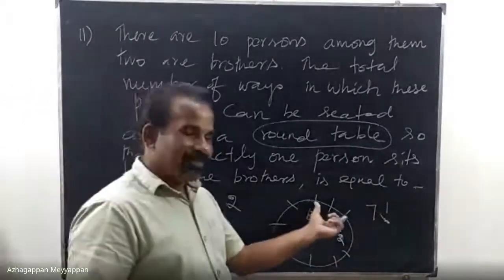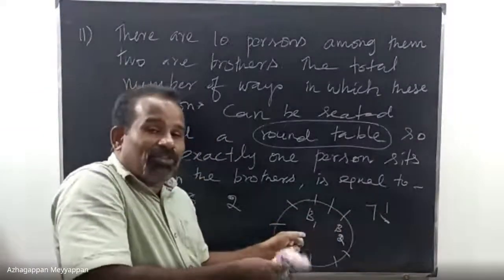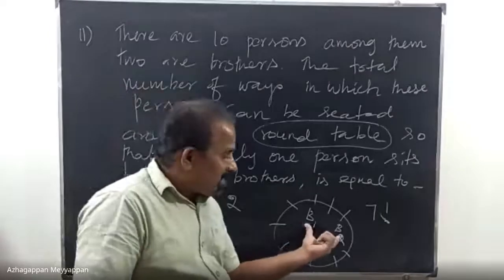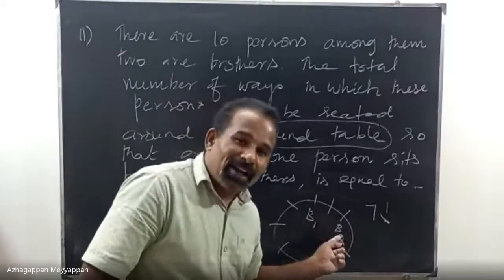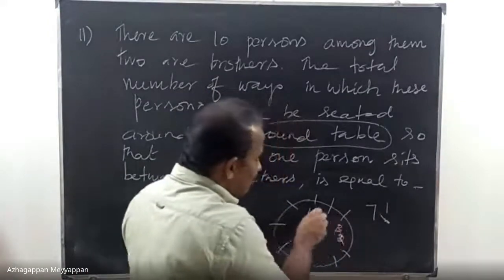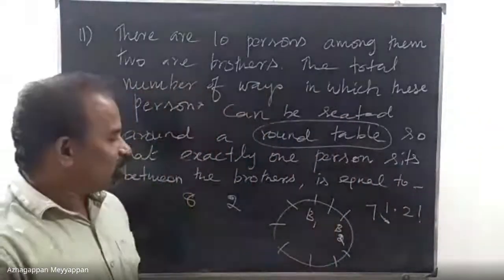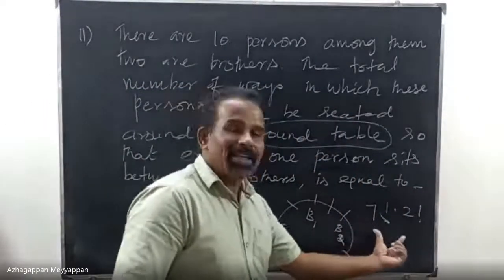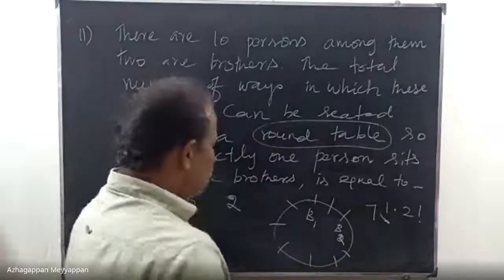This is fixed. Now it is a round table. Clockwise and anti-clockwise are different. Therefore, they can change themselves. B2 come here, B1 go there. Understood? So therefore, again there are 2 factorial ways they can change. So the answer is very simple. The answer is 7 factorial into 2 factorial.